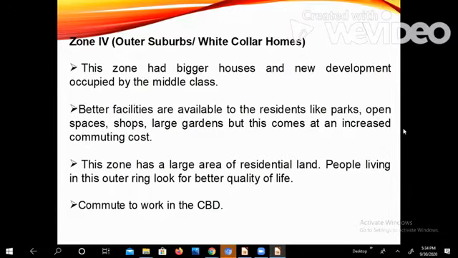Now, people living in this zone have a better quality of life than the previous 3 zones. And obviously, they work in the CBD region, so they are not factory workers. They work in the various offices, and so they have to commute to their workplaces.